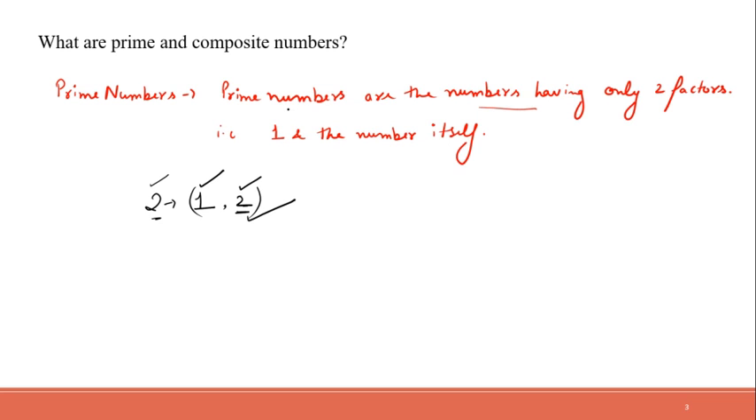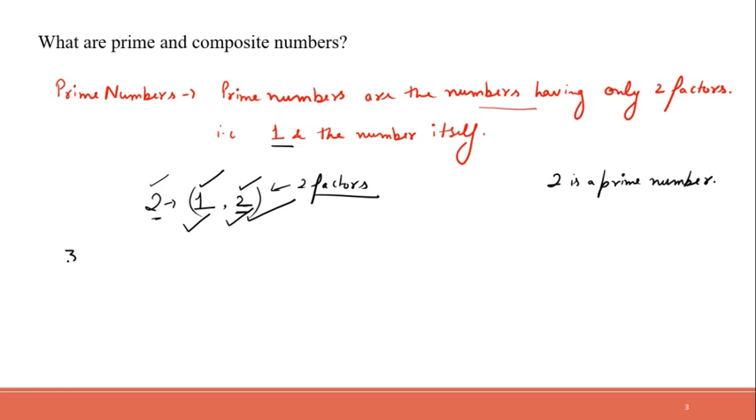Let's read the definition again. Prime numbers are the numbers having only two factors. Here we have two factors, that is 1 and the number itself. Here the other factor is the number itself. So I can say that 2 is a prime number.